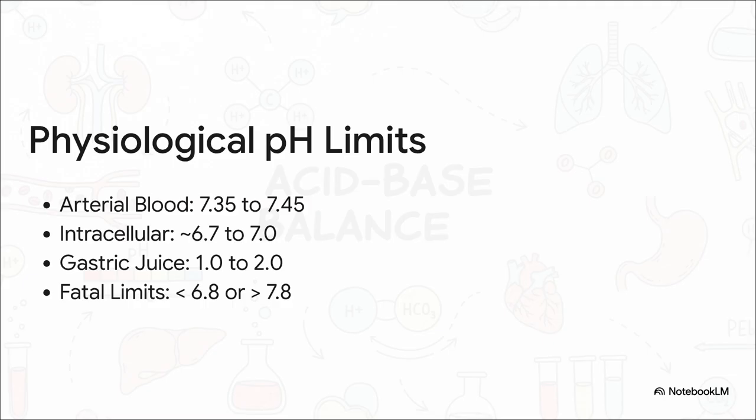Why? Because if your blood pH drops below 6.8 or rises above 7.8, the physical shape of your biology just breaks down. Proteins begin to denature. Their complex, folded, three-dimensional structures physically unravel. And when that happens, the enzymes powering your cells stop working, metabolic pathways completely shut down, vital cellular machinery collapses, and death occurs shortly after.